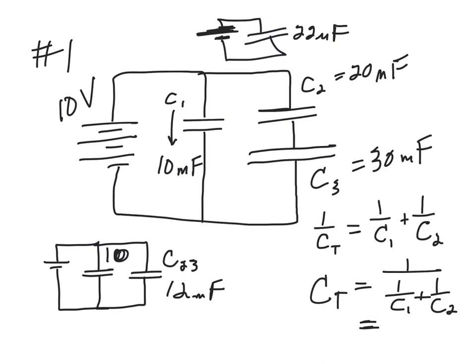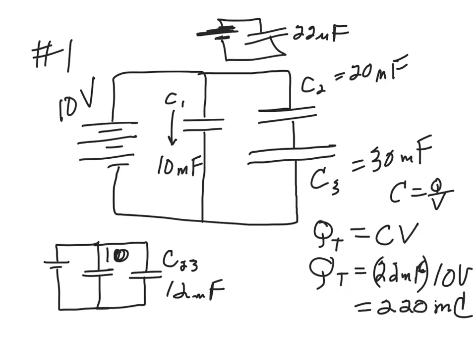And so now the next step is to find Q total. What is the total charge delivered by the battery? So the equation I'm using is the definition of capacitance, but it's also the equation that relates the charge, the voltage, and the capacitance. And so if I want Q, I solve this equation. Q total is going to be C total times V total. The subscripts are important so you don't lose track of what you're doing.